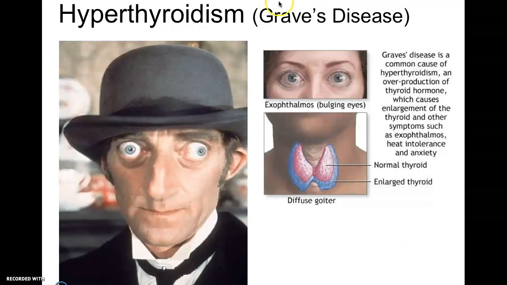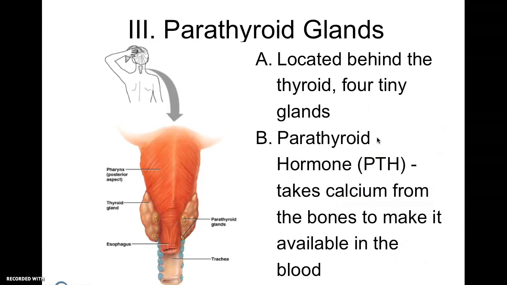Hyperthyroidism is called Graves' disease. That's very common. It's where their eyes are protruding. This would be someone who's hyperactive. The bulging eyes are the prime example of it. Okay, the parathyroid is on your thyroid. It's 4 little glands on the back, and this is what takes your calcium from your bones to make it available to the blood, if that's needed.